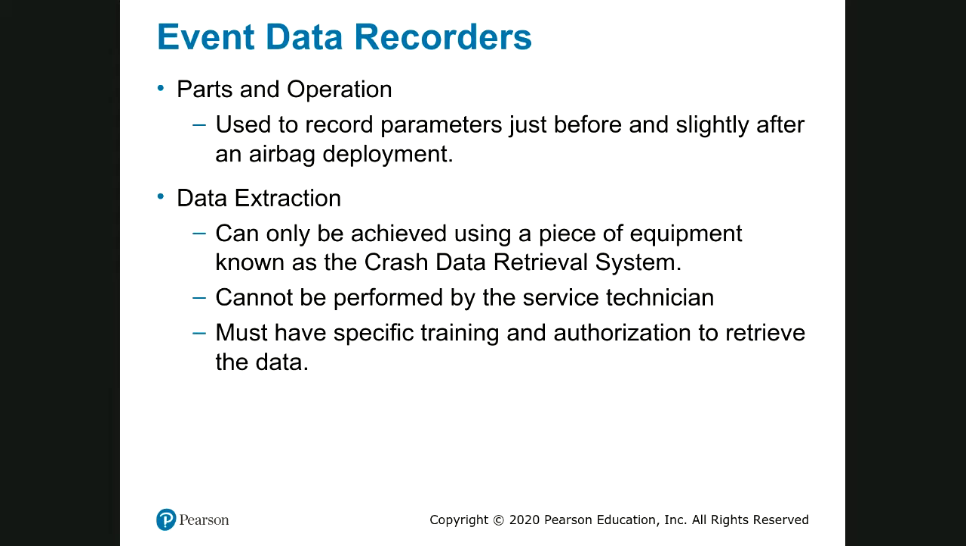The reason it's there is to kind of help reconstruct the scene. If you were at high speeds, going at a high rate of speed, and you caused a collision there that killed people, they're going to pull up that event data recorder. Now, we cannot see the stuff on the event data recorder as technicians. That data extraction can only be done by the Crash Data Retrieval system. And the Highway Patrol has that, and NHTSA, and some other officials will have that. But technicians, we do not have access to that information there.